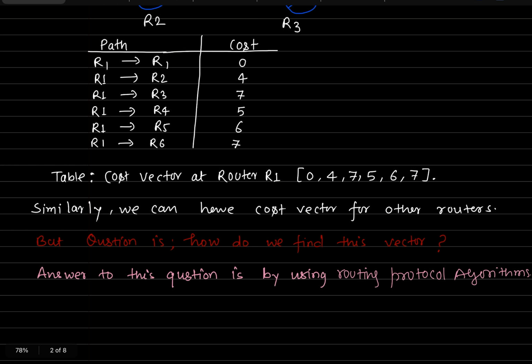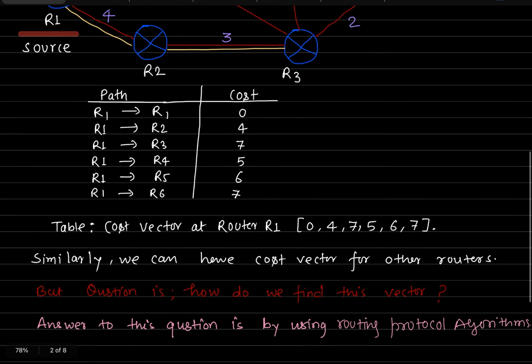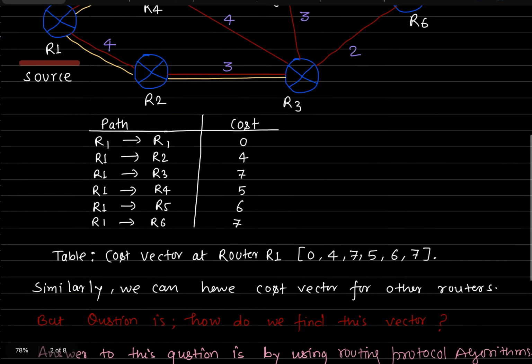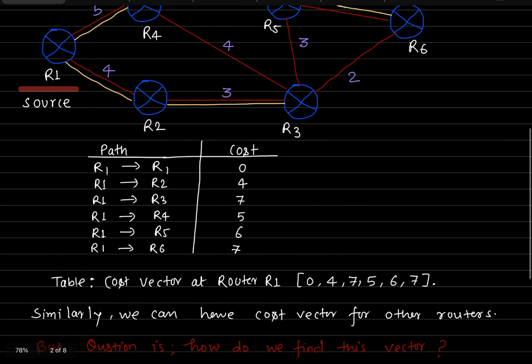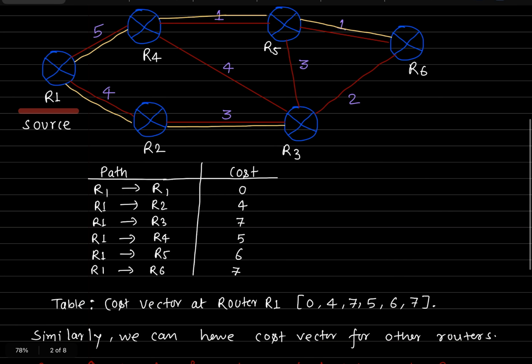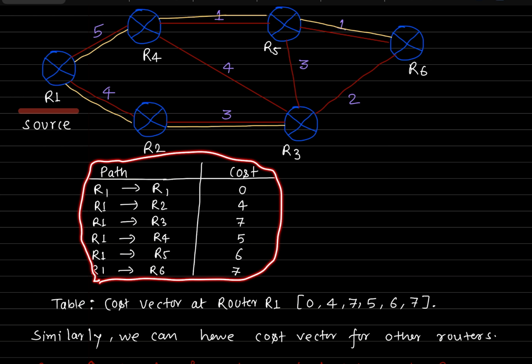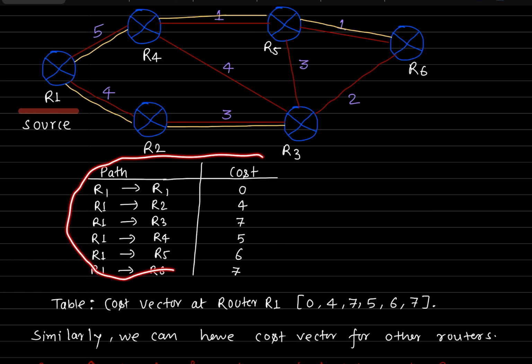Similarly, for our other routers, we will create the forwarding table for each router. The best way is to first find the least cost tree for each router, and then from the least cost tree create the forwarding table like this, as we have created for router R1. Similarly, you will create this kind of routing table for all other routers, right?